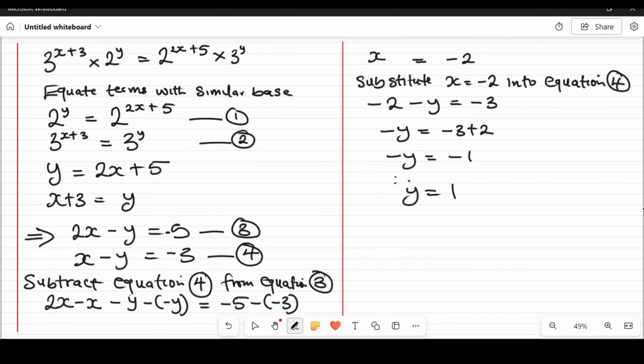Now it's obvious that we obtain our value of x and y to be x equal to negative 2 and y equal to 1. This is our answer. Congratulations. You have been able to simplify the exponential equation and you have been able to arrive at an answer that gives you x equal to negative 2 and y equal to 1.